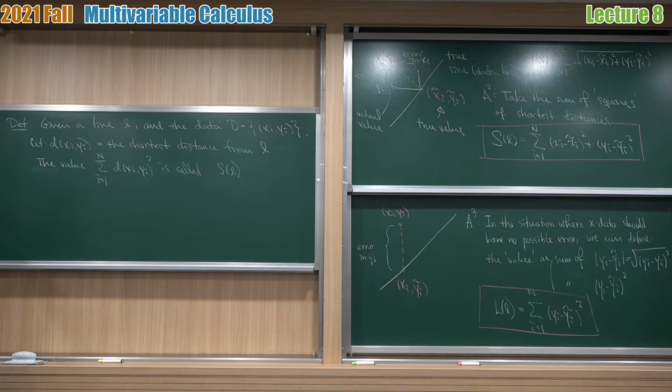And okay, so L is not given, right? So what's our step to actually compute this SL? We want to minimize this number SL, but L is not given. We want to find the L. So how do we parameterize L?